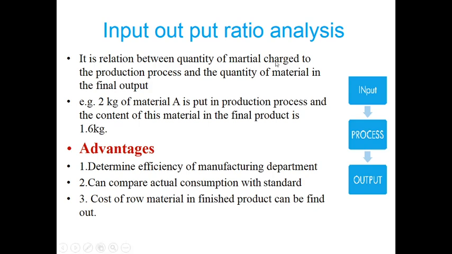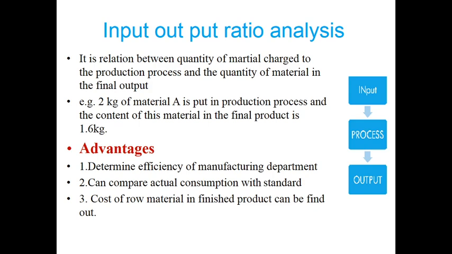It is a relationship between the quantity of material charged through the production process and the quantity of material in the final output. For example, when material A is input as 2 kg to a production process and the quantity in the final product is 1.6 kg, that means 2 kg of material is input to a process and its quantity in the final product is 1.6 kg. So from that we can calculate the input-output ratio.